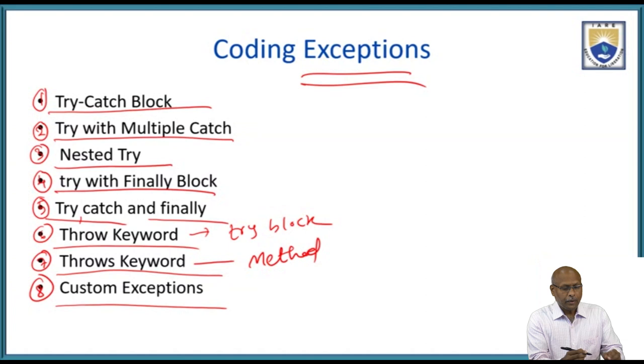In your code, you can use either try and catch for solving some problems, or you can use try with multiple catch, or you can use nested try, or you can use try with finally, or you can use try catch finally. At the same time, you can throw your own exceptions, or you can throw the exception through methods. If you want to write your own method that throws an exception, as well as you can write your own custom exception also. So let us see one by one through a set of programs.